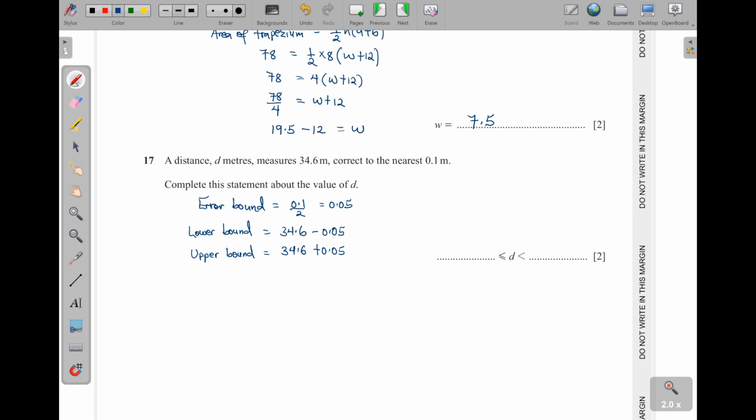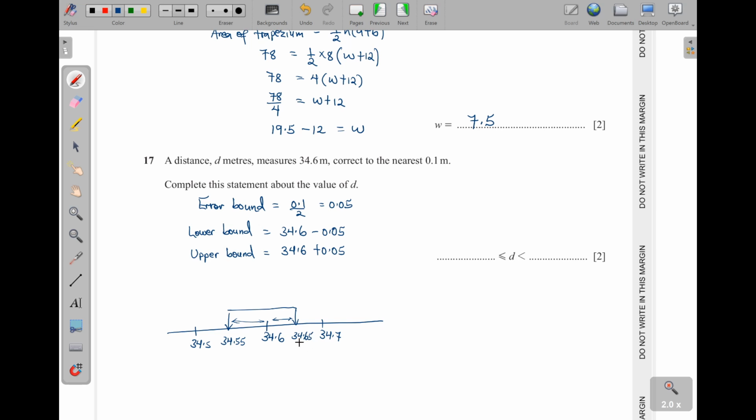So why do we get the error bound and we divide it by 2? The reason is here. I can have this 34.6. The next one is going to be 34.7. The one below is going to be 34.5. Now, we look at the middle of these numbers here. This one is going to be 34.55. This one is going to be 34.65. So all the numbers here, when I round them off, they give us the 34.6. And all the numbers here, they also do the same.